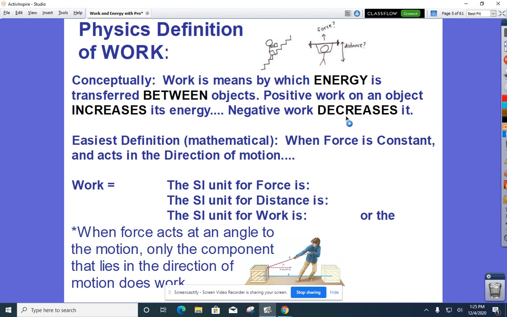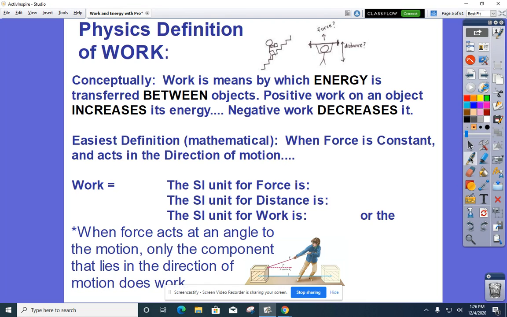So we think of work as a verb here. It's a transfer of energy between objects. So when you do work on something, I often say you're working on something. That's a transfer of energy. The easiest definition, this would be a mathematical definition, is when force is constant and acts in the direction of motion.